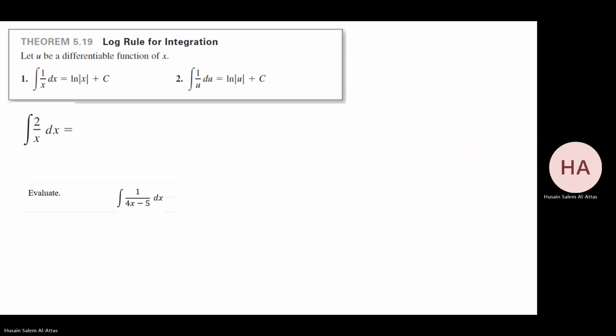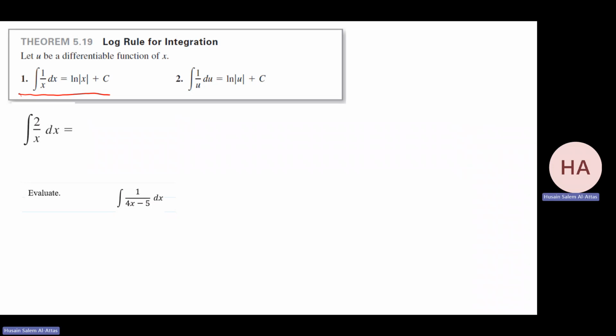Section 5.7 is mainly substitution, but we concentrate on the things related to ln. The integral of 1 over x dx is ln absolute value of x. If I have 1 over u du, it will be ln absolute value of u. So concentrate on the log rule for integration, and we'll do some substitution.